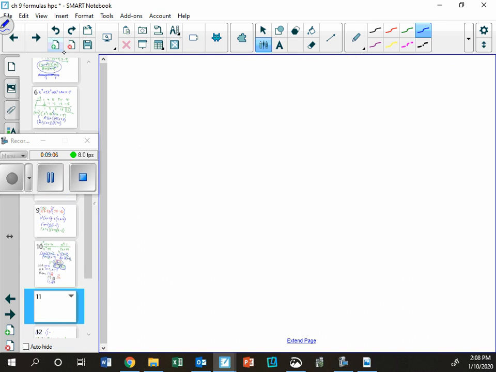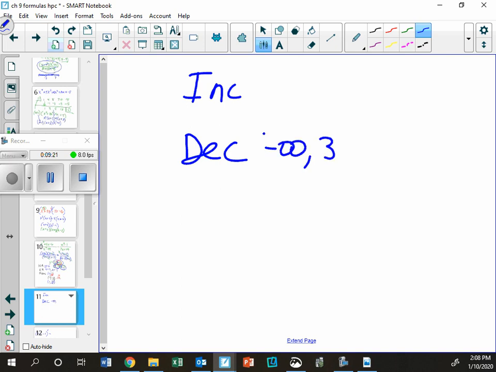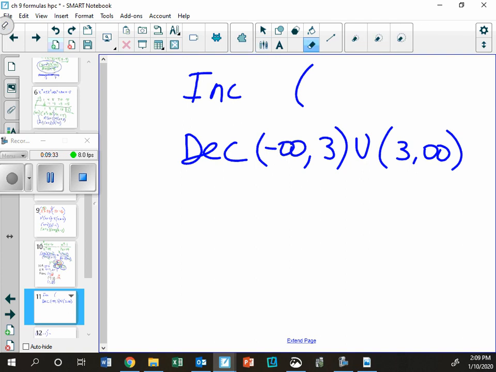Okay. What else do you have to know? So much stuff. All right, let's try this one. This function is increasing and decreasing at different times. It's decreasing from negative infinity until it hits 3. And then it starts decreasing again between 8 and infinity. It's increasing in that little zone between 3 and 8.